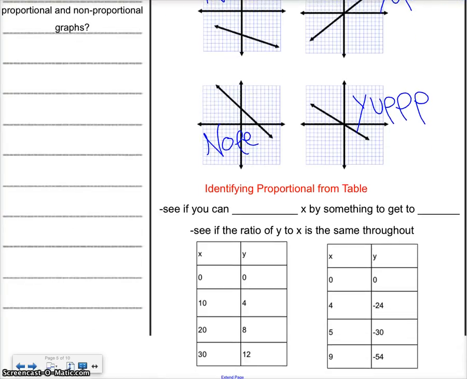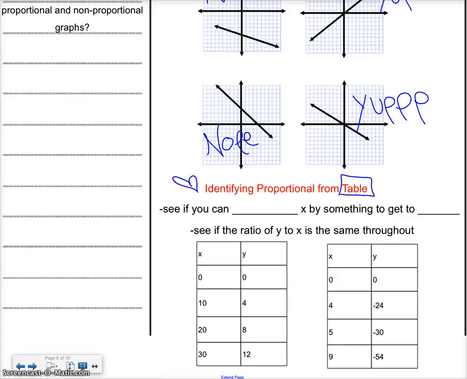All right, so that's how you identify it when you're given a graph. If you're given a graph, you just check to see, does it go through the origin? If it goes through the origin, it is directly proportional. Sometimes you have to identify it from a table.